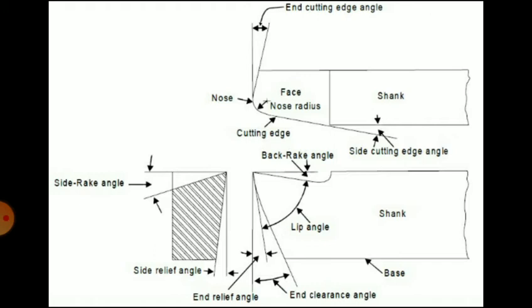So the end cutting edge angle is the angle between the end cutting edge and a line normal to the tool shank. The significance of the end cutting edge angle is that it provides clearance to the trailing end of the cutting edge to prevent rubbing of the cutting edge with the machined surface. Only a small angle is sufficient for this purpose.